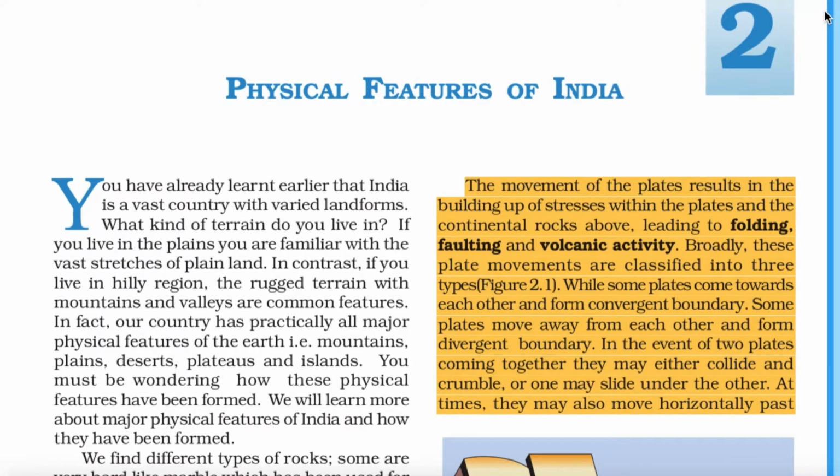Chapter 2: Physical Features of India. You have already learnt earlier that India is a vast country with varied landforms. What kind of terrain do you live in? If you live in the plains, you are familiar with the vast stretches of plain land. In contrast, if you live in a hilly region, the rugged terrain with mountains and valleys are common features.